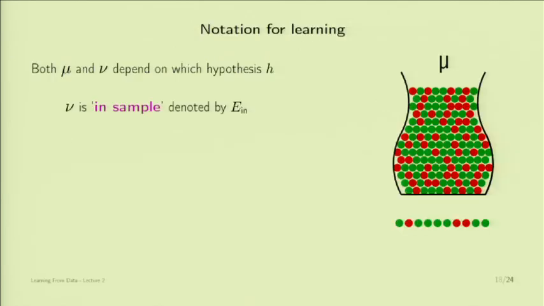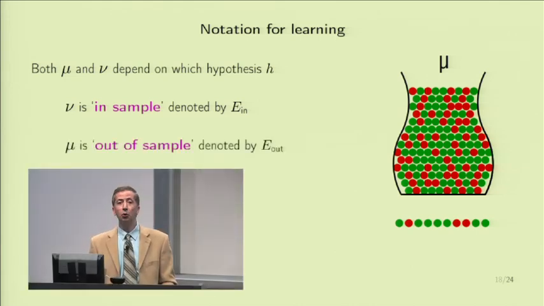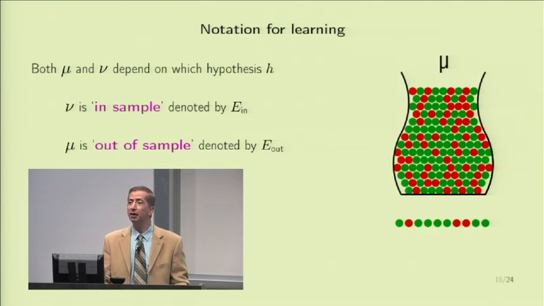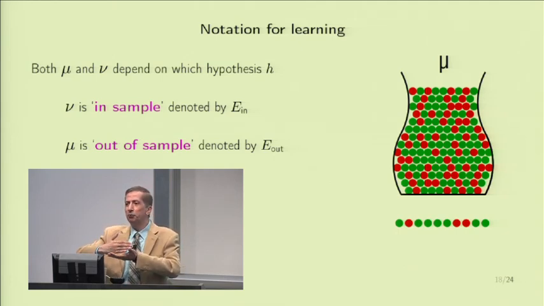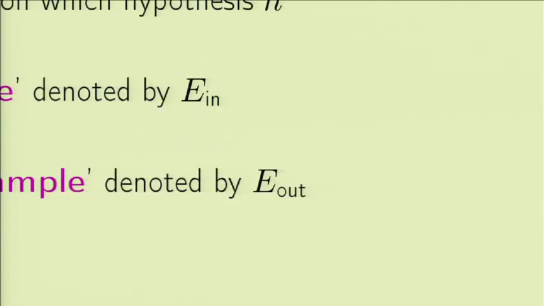Now we get the other one, which happens to be mu, and that is called out of sample. If you are in this field, what matters is the out-of-sample performance. That's the lesson. Out of sample means something that you haven't seen. And if you perform well on something that you haven't seen, then you must have really learned. So that's the standard for it, and the name for it is E out.